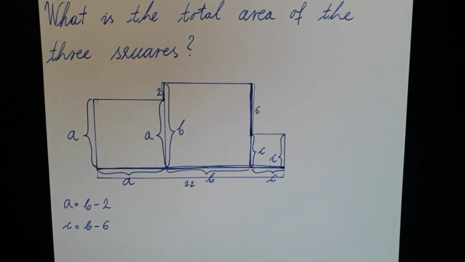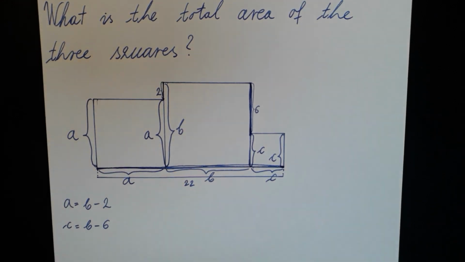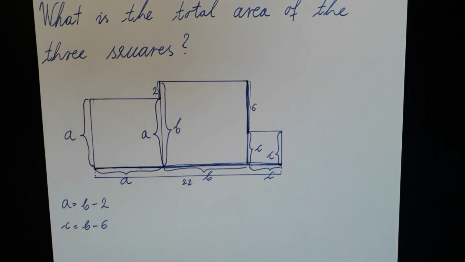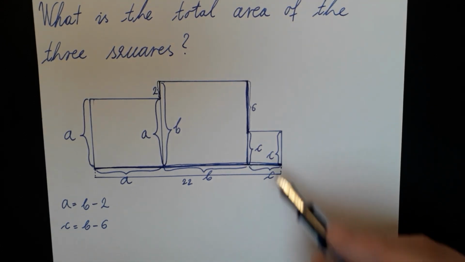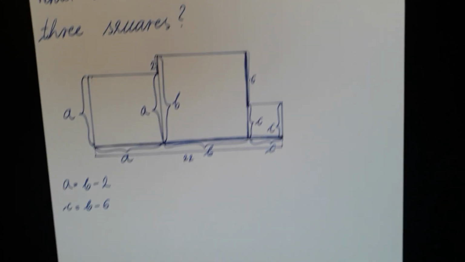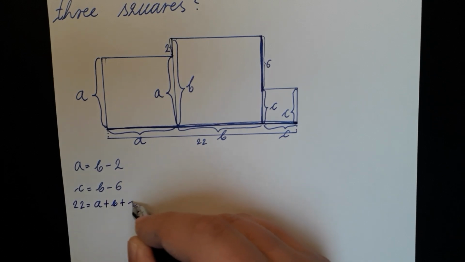This length of 22 is the sum of the bases of all three squares. So this part here is the length of the side of a small square. It is equal to A. The length of this middle part right here is the length of the side of a big square, and we know that to be equal to B. And finally, the length of this part right here is the length of the side of a small square on the right side, and that is equal to C. So we have that 22 is equal to A plus B plus C.